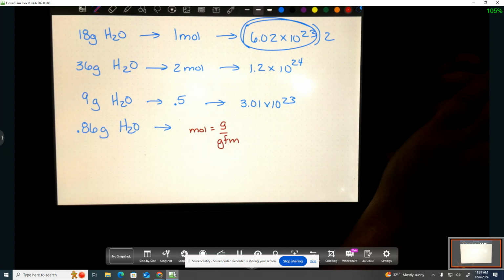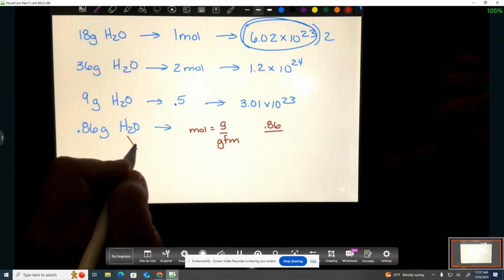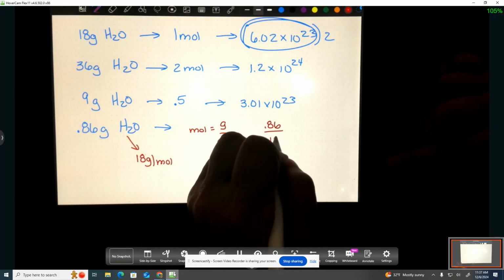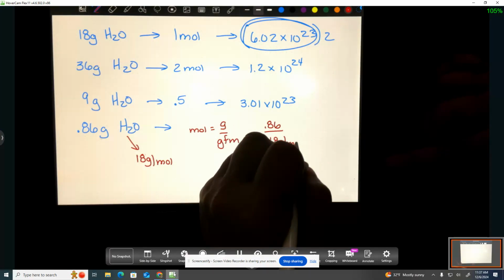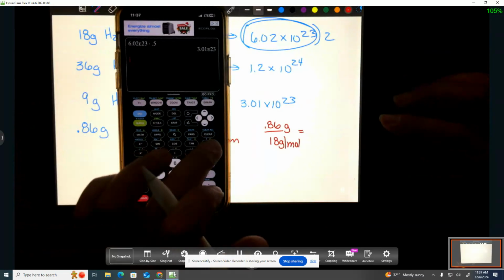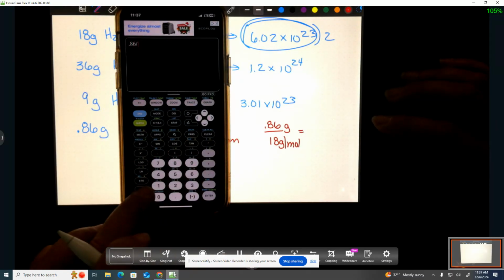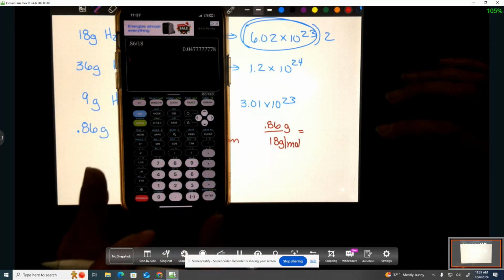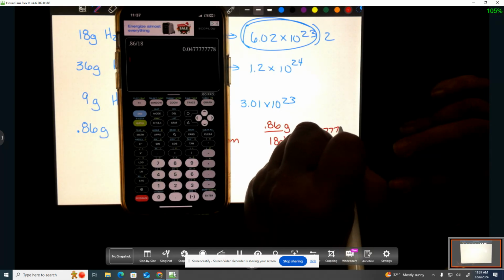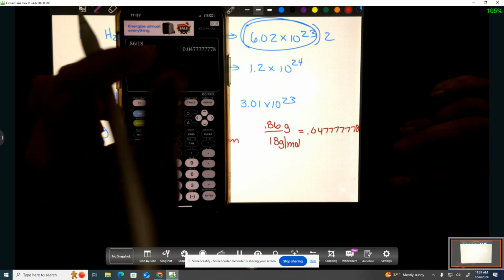How many grams did I give you? 0.86. What was the gram formula mass for water? 18 grams per mole. So what we'll do is I'm going to clear this. 0.86 divided by 18. Oh, that's an ugly number. 0.0477777778. I don't know. It's a lot.